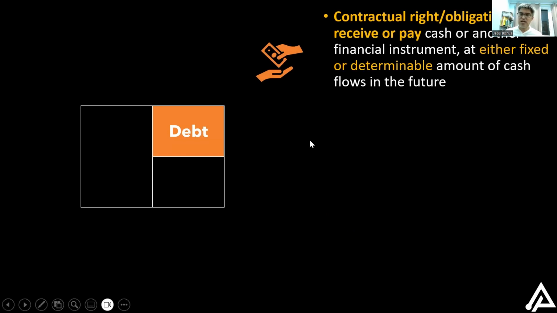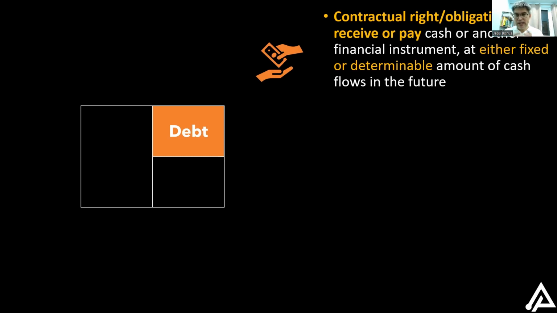Let's begin by defining what a debt financial instrument is. A debt financial instrument is a contract wherein the company issuing the debt commits to pay cash, or the company holding that instrument has the right to receive cash or another financial instrument, which eventually will become cash, either at a fixed or determinable amount of cash flows in the future. This is important, that the term fixed and determinable, because this provision differentiates debt instruments from equity instruments. We will highlight that later.